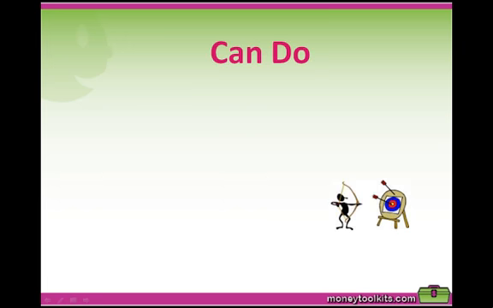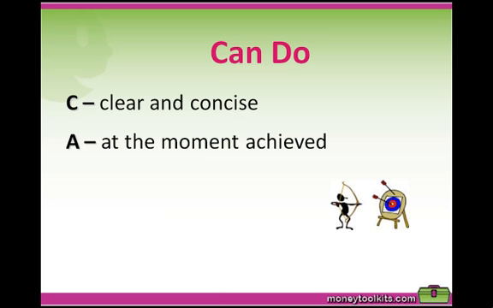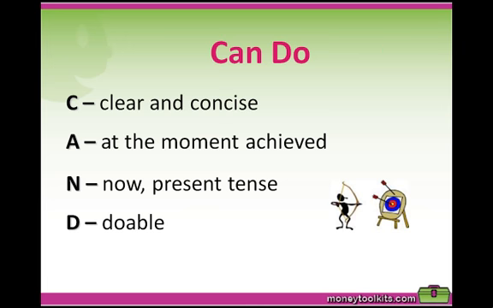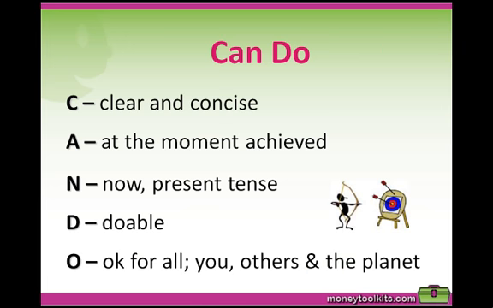So just to recap where we left off from the last module, we use the acronym CAN-DO, the C-A-N-D-O, to help us remember these ingredients. The C stands for clear and concise, or clear and to the point. A stands for at the moment achieved, and it also stands for appreciation and being grateful for all that you receive. N means now and in present tense. D is for doable, and O stands for okay for you, for other people, and the planet.